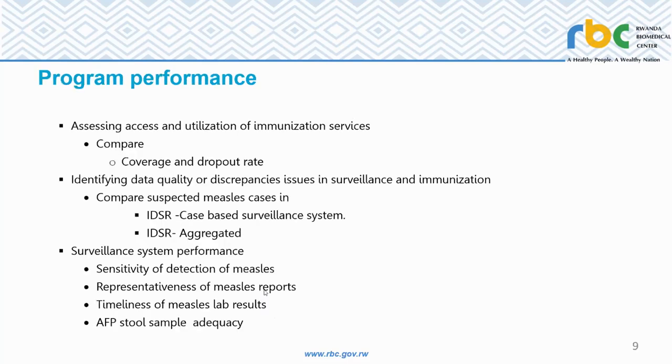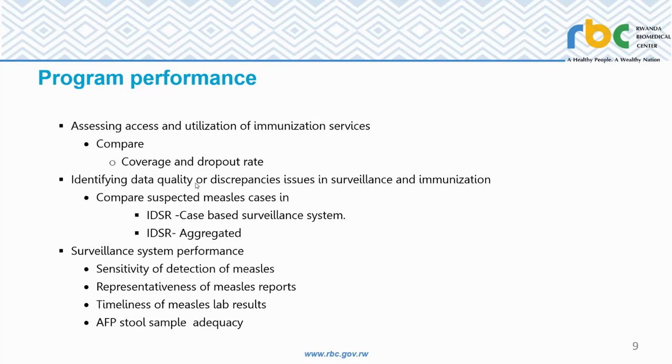For program performance, we have indicators that help us assess the access and utilization of immunization services. Here we try to compare the coverage and dropout rates. We also have indicators that help us identify quality or discrepancy issues in surveillance and immunization, where, for instance, we compare measles cases in both aggregate and case-based surveillance systems.